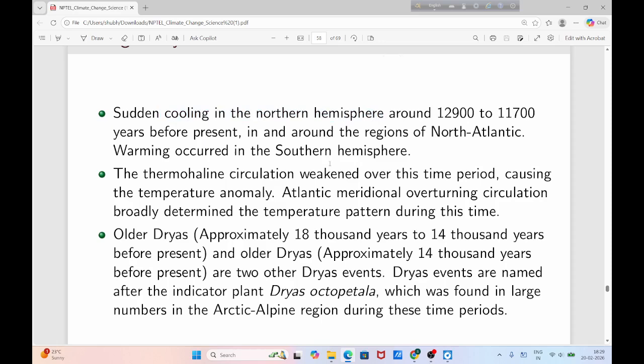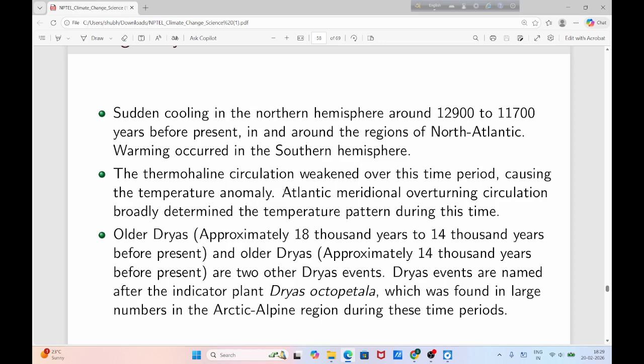And correspondingly, the same amount of heat will be trapped or accumulated in the southern side of the ocean. That's why we can see warming in the southern hemisphere. That is also known as the oceanic seesaw pattern. At one time the northern hemisphere warms, another time the southern hemisphere warms. It's like a seesaw or oscillating event.